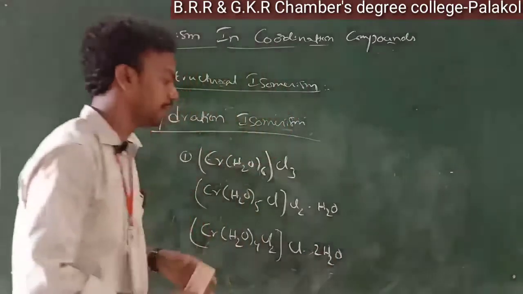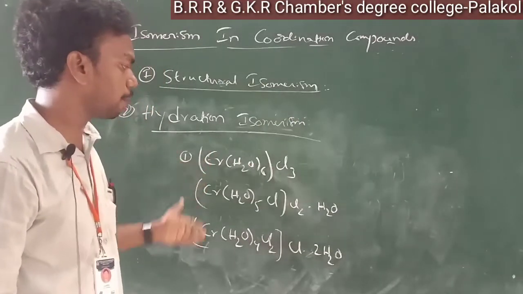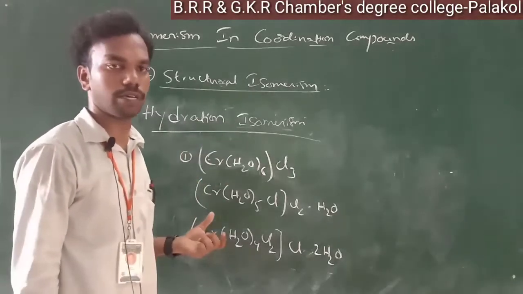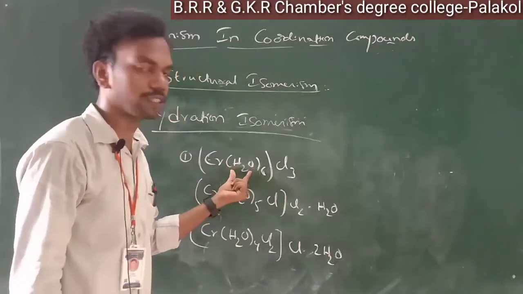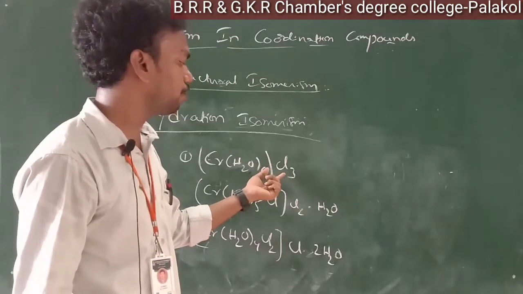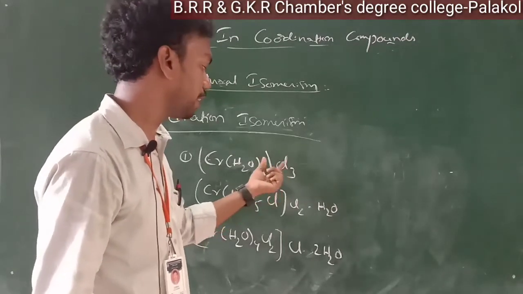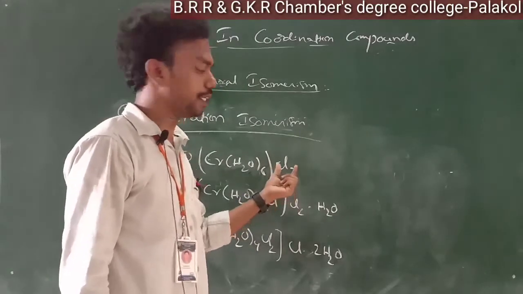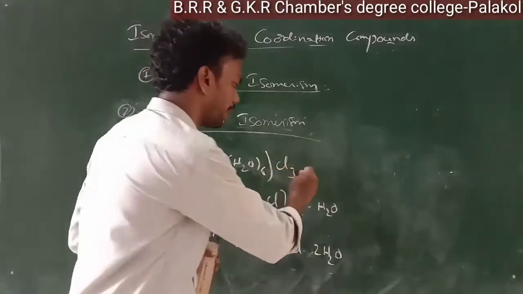[Cr(H2O)6]Cl3. Okay, so these three complexes are hydration isomers. Here, the solvent molecule, that is the water molecule, will exchange with the negative ligands, that means the negative ions which are present in the ionization sphere. Okay, for example this complex.